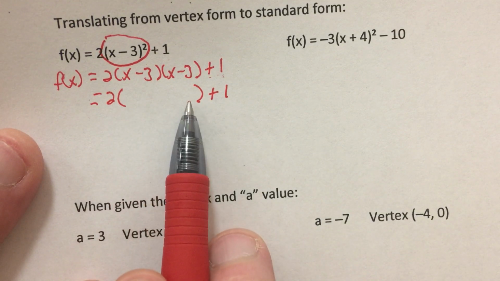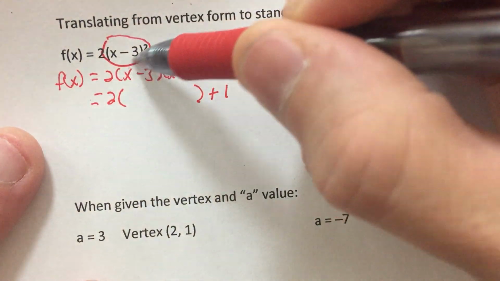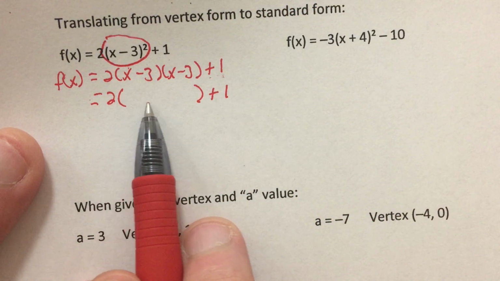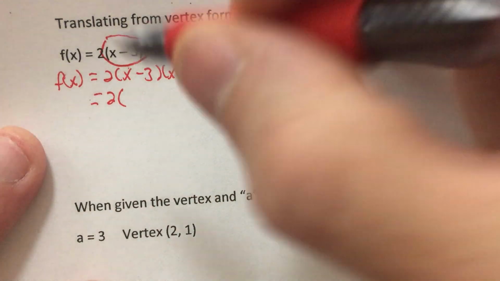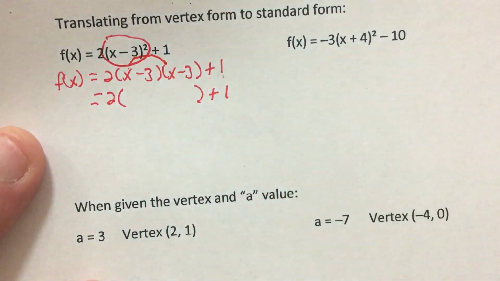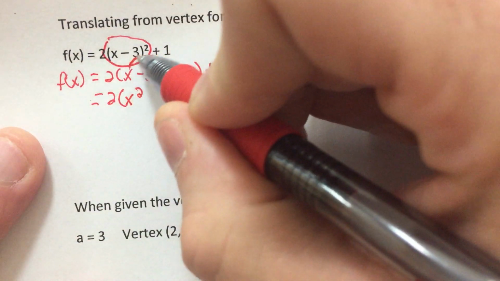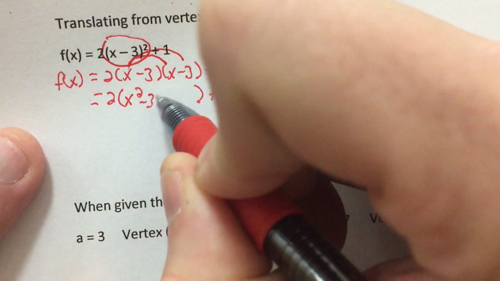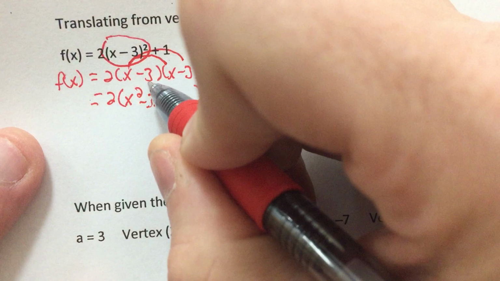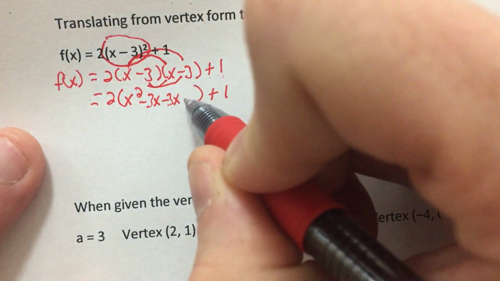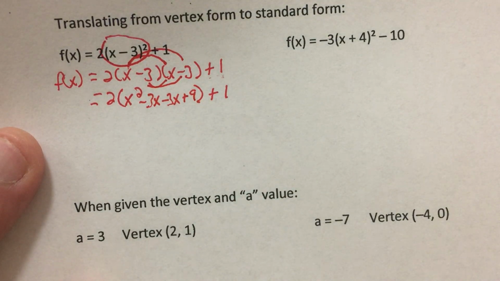What do we put inside this parentheses? We are actually going to have to multiply these 2 binomials using the FOIL method and come up with 4 terms inside this parentheses. So let's do that. X times x, x squared. X times negative 3, negative 3x. Negative 3 times x, negative 3x. Negative 3 times negative 3, positive 9.